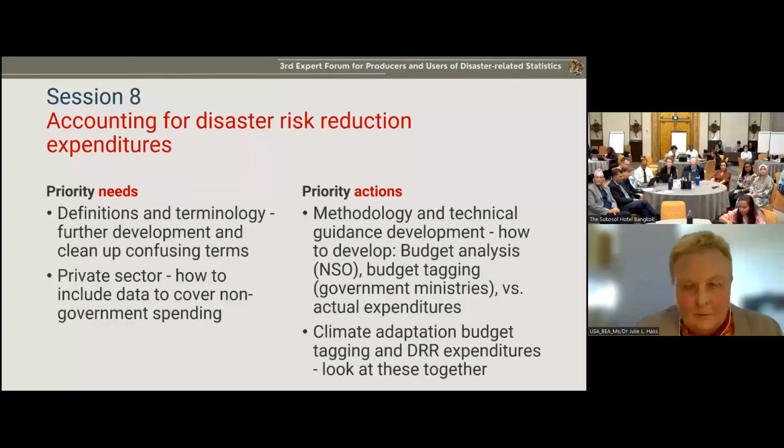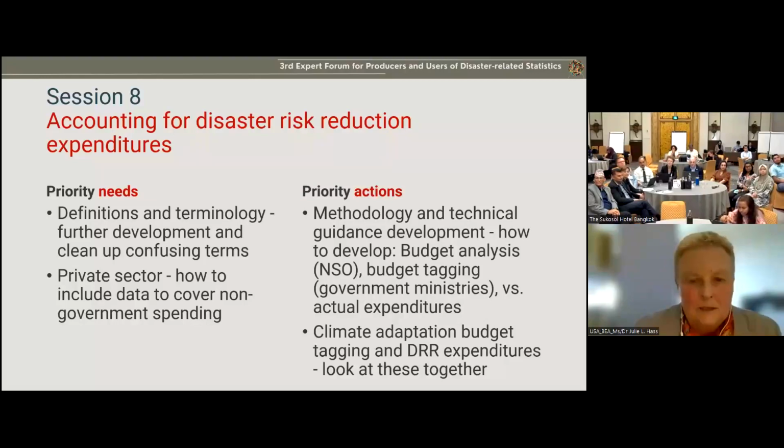Another thing that came up both in the discussion and the presentations was that the data that we're mostly working with right now is government budgets. And that's often where we start working with these types of satellite accounts. But we actually need to start thinking about what are the ways to include private sector data and non-government spending. In terms of priority actions, we are needing both methodological and technical guidance development.